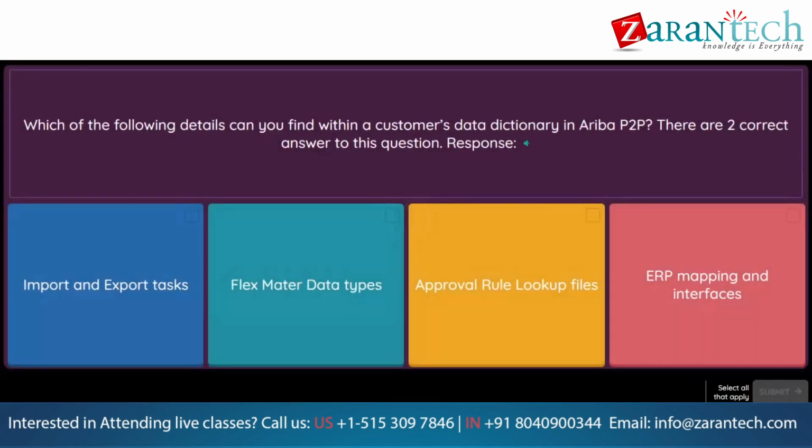Question: which of the following details can you find within a customer's data dictionary in Ariba P2P? There are 2 correct answers to this question. Response: Option 1 Import and export tasks. Option 2 Flex Modder data types. Option 3 Approval rule lookup files. Option 4 ERP mapping and interfaces.